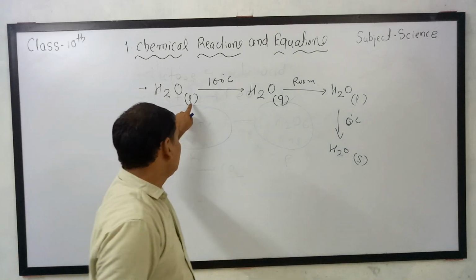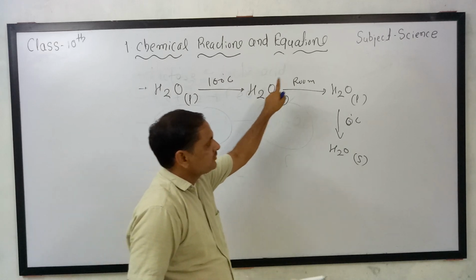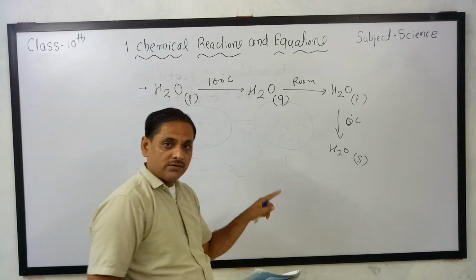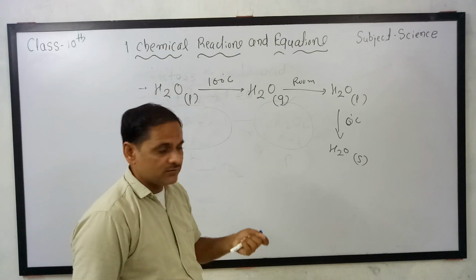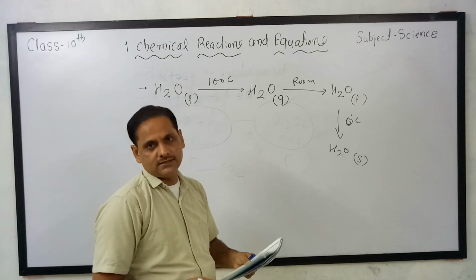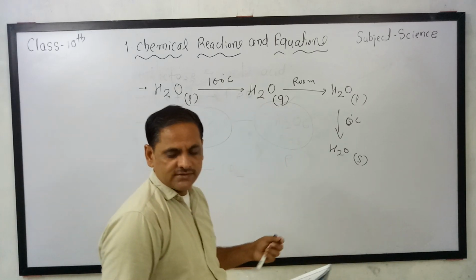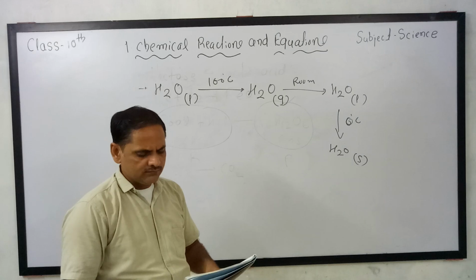Here, liquid changes to gas, gas changes to liquid, liquid changes to solid. This process is reversible, right? Meaning temporary. So this is an example of a physical change. Clear? A lot of different examples we are discussing here. Some are physical and some are chemical, right?